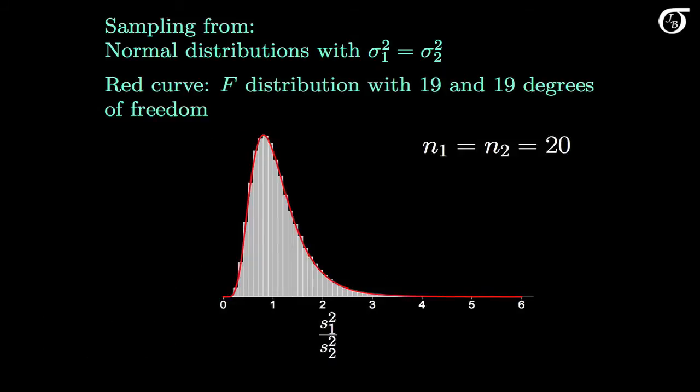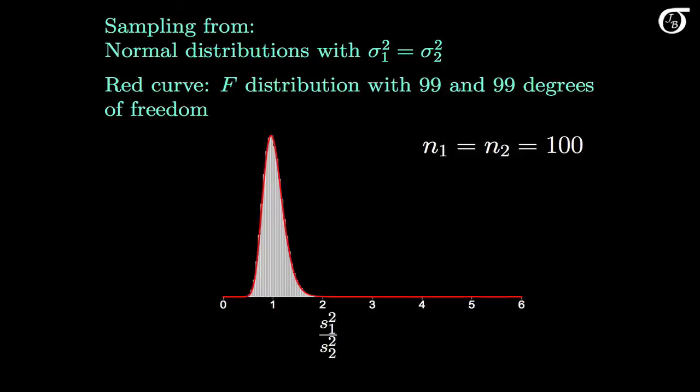For this plot, the sample sizes are both 20. The red curve is the F distribution with 19 degrees of freedom in the numerator and 19 in the denominator. This is the true theoretical distribution of the ratio of sample variances in this scenario. And we can see that the histogram of 100,000 simulated values of the ratio of sample variances follows the red curve quite closely.